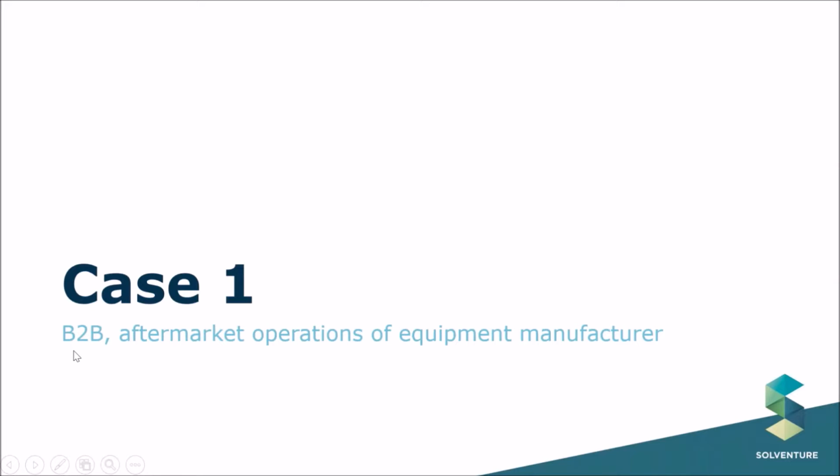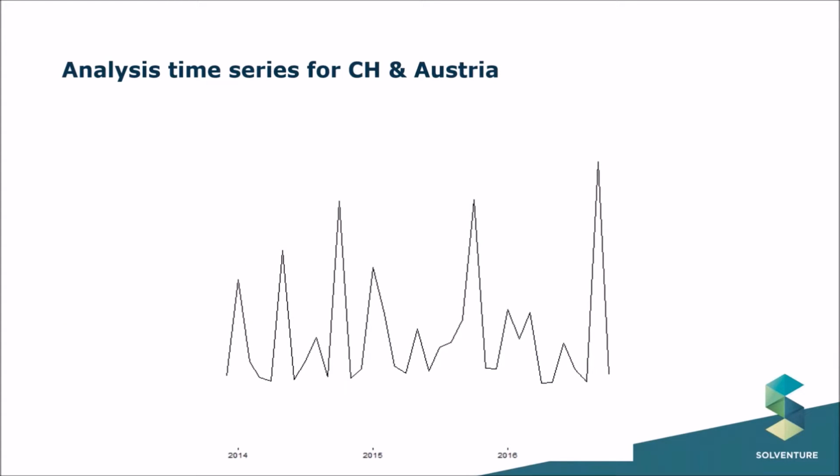So again, business to business, it's an equipment manufacturer. We are looking at the aftermarket operation. So it's about the spare part operations of those companies and the service that goes with it. And what we expect is that when the first cold hits a country, in general, that kind of leads to a peak of replacements and replacement parts. Okay, this is the sales of the company.